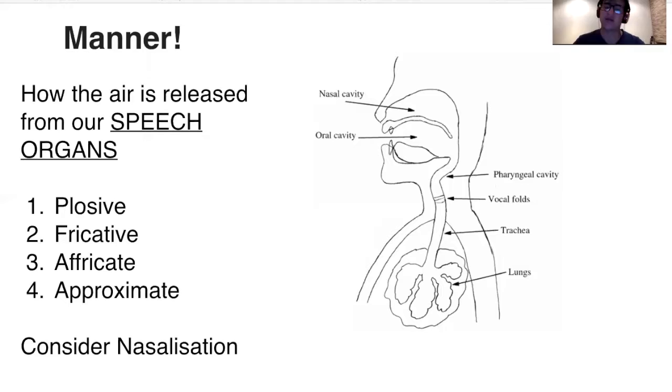That is the manner. And there are basically 4 to 5 different manners to produce sounds. Now, the first one is the plosive, the second one is fricative, the third one is affricate, the fourth one is approximant, and last but not least, the last one is to consider nasalization.